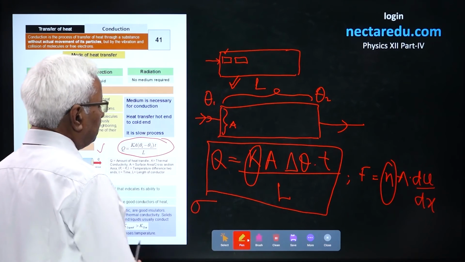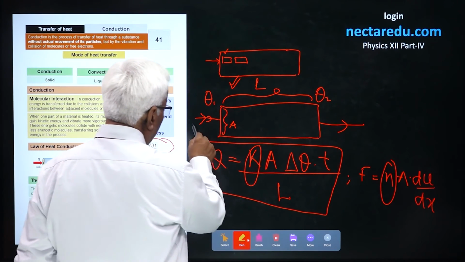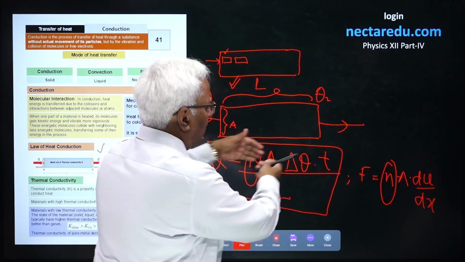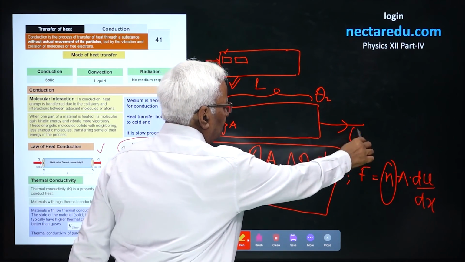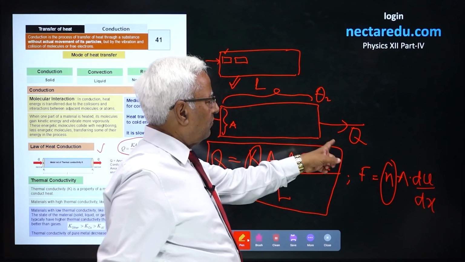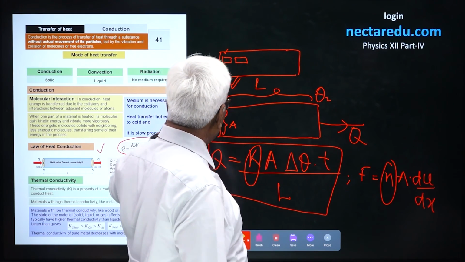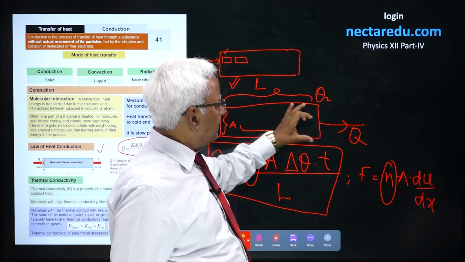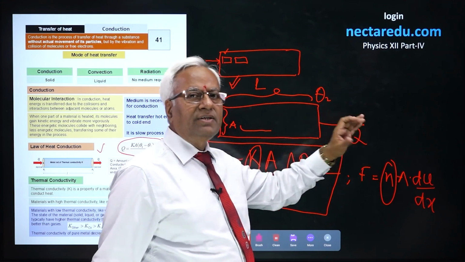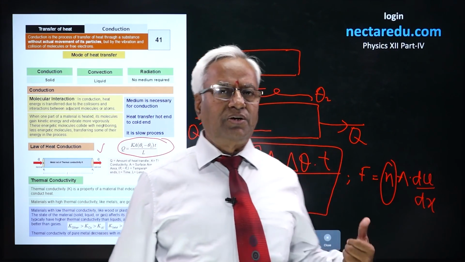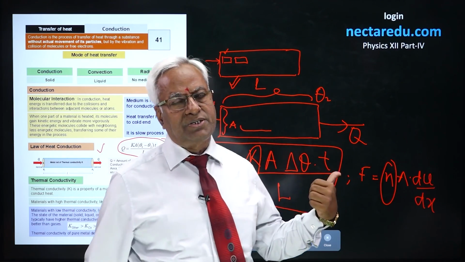Here you have to remember one very important thing: if the heat Q is entering from one end, it is understood that the same amount of heat will enter in equal time through this end and will go out from the other end. This is what we exactly mean by steady state. This relation is applicable for steady state only.